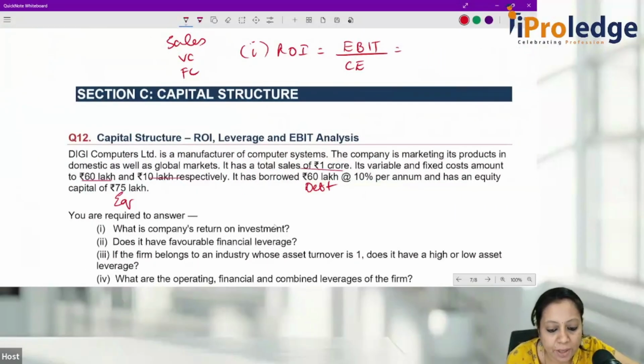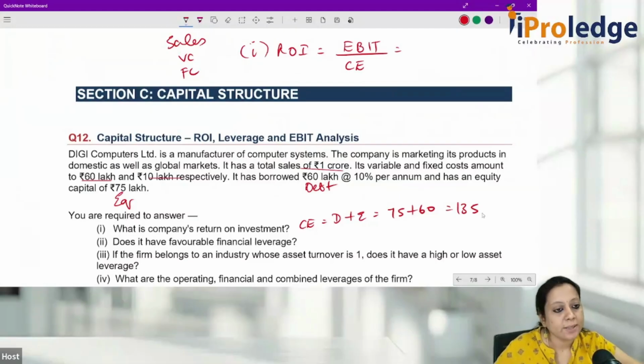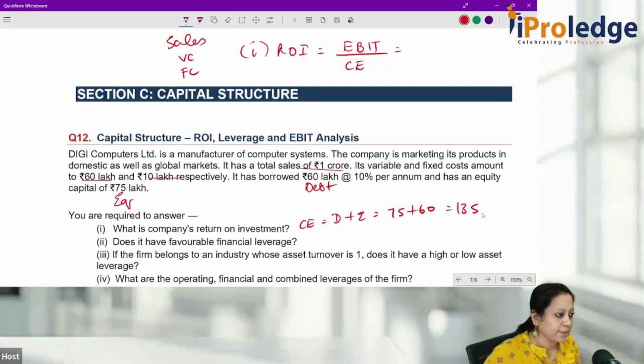Now, EBIT we found out. How to find out the capital employed? Capital employed is equal to debt plus equity. That is 75 plus 60. Yes, 135. So it is equal to 135. So again, I'm repeating. Return on investment is return divided by investment. Return means what? The profit that we are getting from the business, how much it is returning to us. The capital employed is the amount of capital that we have put for the purposes of capital structure. Unlike financial accounts or corporate accounts, we will take debt and equity into consideration. You all know that. So that is why 75 plus 60, 135 is the capital employed.